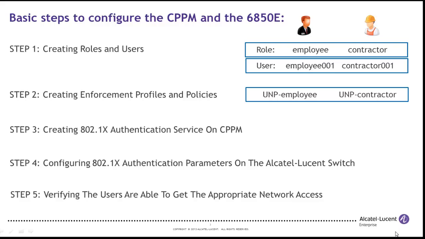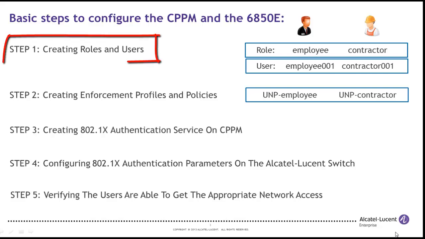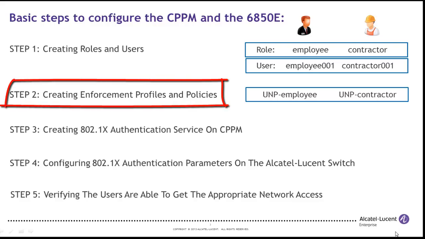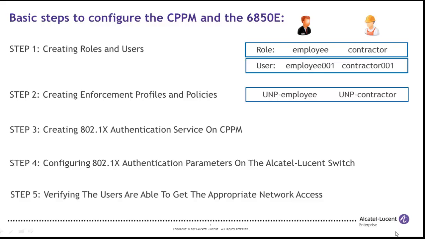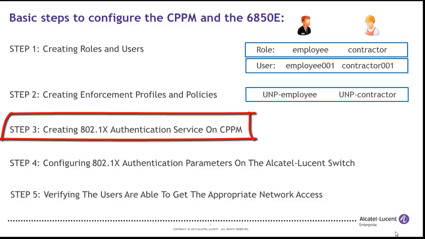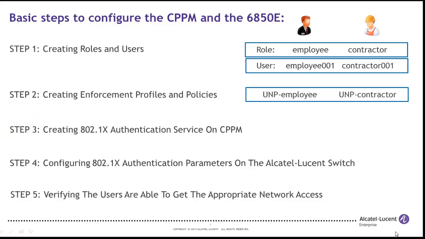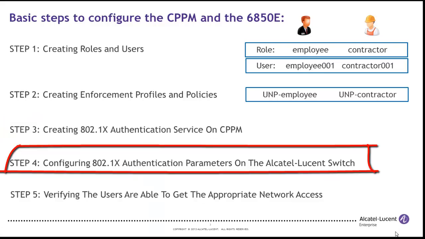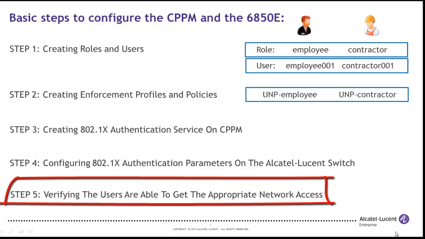Basic steps to configure the ClearPass server and the 6850E. Step 1. Creating roles and users. Step 2. Creating enforcement profiles and policies. Step 3. Creating 802.1x authentication service on CPPM. Step 4. Configuring Access Guardian feature on the Alcatel-Lucent switch. Step 5. Verifying the users are able to get the appropriate network access.